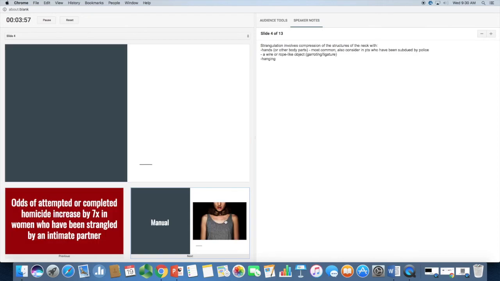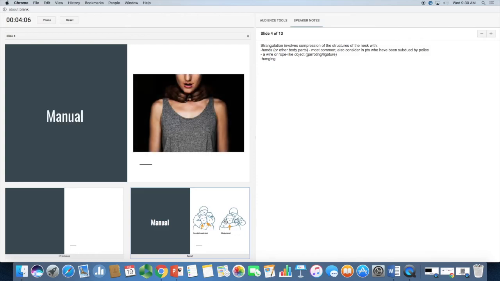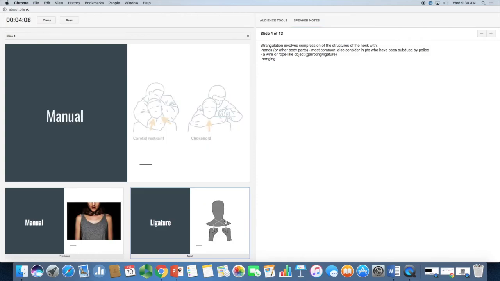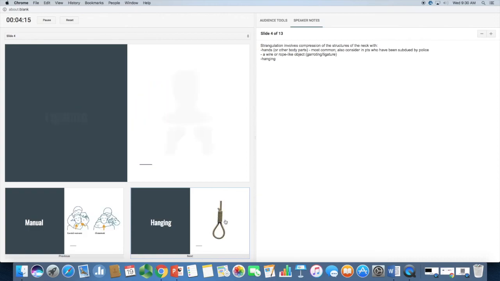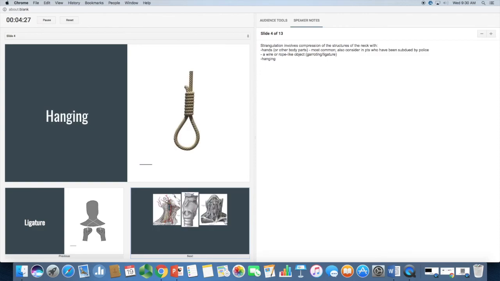What exactly is strangulation? Strangulation is applying something externally to compress the structures in the neck. It can be done manually, 1 hand, 2 hands around the neck. It can be done with another part of the body, a chokehold or carotid sleeper restraint. It can be with a ligature, meaning with a wire, a cord, a piece of cloth, anything that is pulled tightly around the neck, or it can be done by hanging. Obviously, with hanging, it's more common in attempted suicide than interpersonal violence.